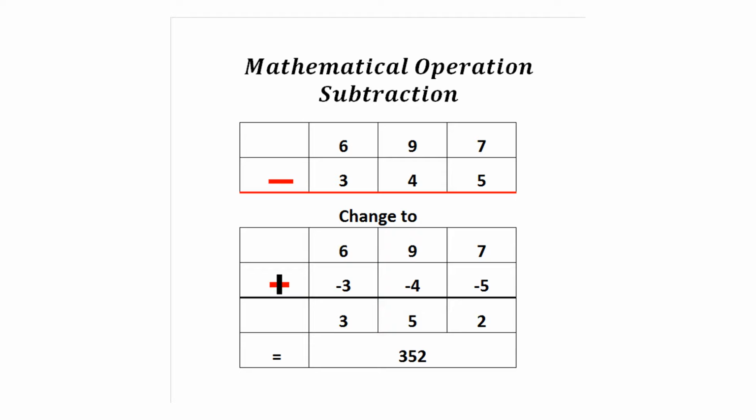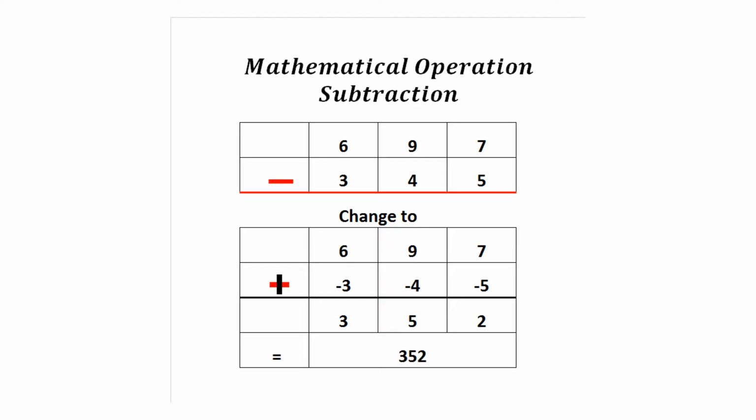The mathematical operation subtraction. In the problem immediately below, we have a 6 in the hundreds position, a 9 in the tens position, and a 7 in the ones position, and we are subtracting 345. We will change every subtraction into an addition problem. Here's how we do it.